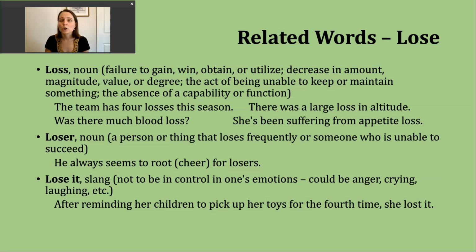Another related word is the noun loser, right? This kind of has a rather negative meaning to it. It's a person or thing that loses frequently. Might also be referring to a person who is unable to succeed. So sometimes this word can be used in a really hurtful way by calling a person a loser, right? And so we're saying like this person is never going to be able to succeed.